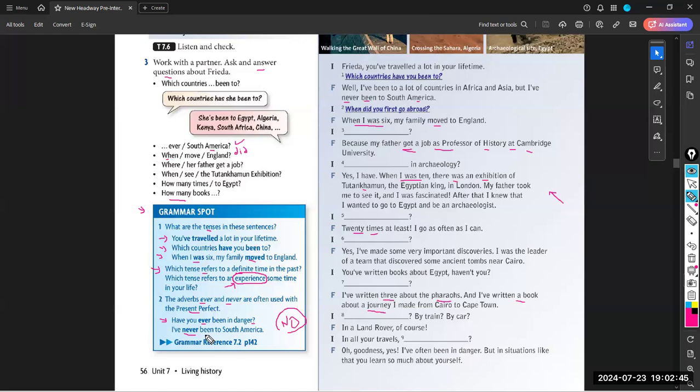Mister, yes, Rayan. I don't understand the verb be. Be, yes, this is the verb. Been. Is it the past participle? Yes. Okay.